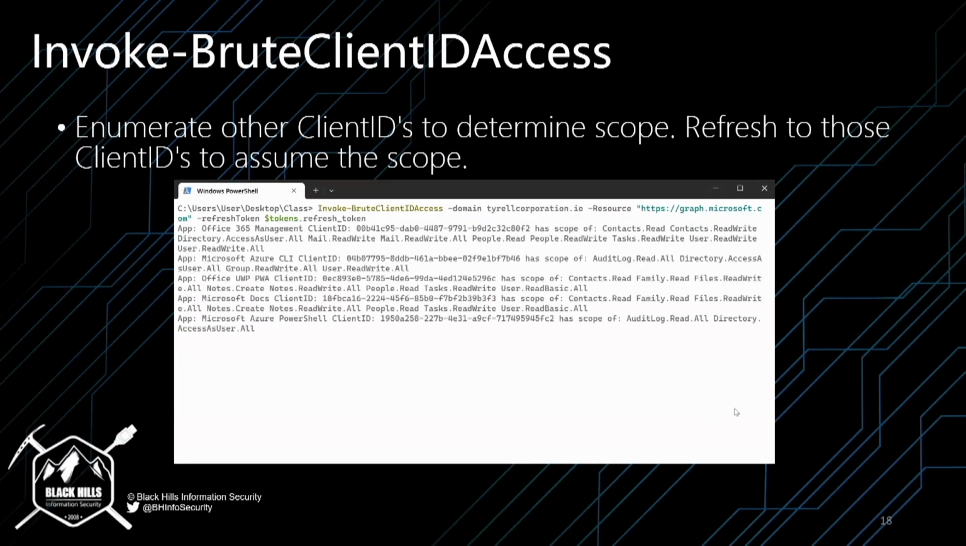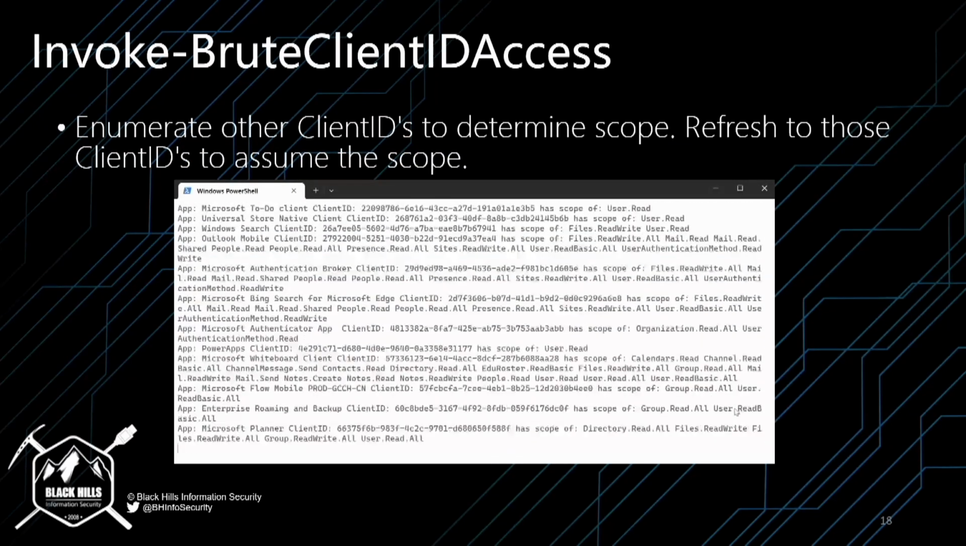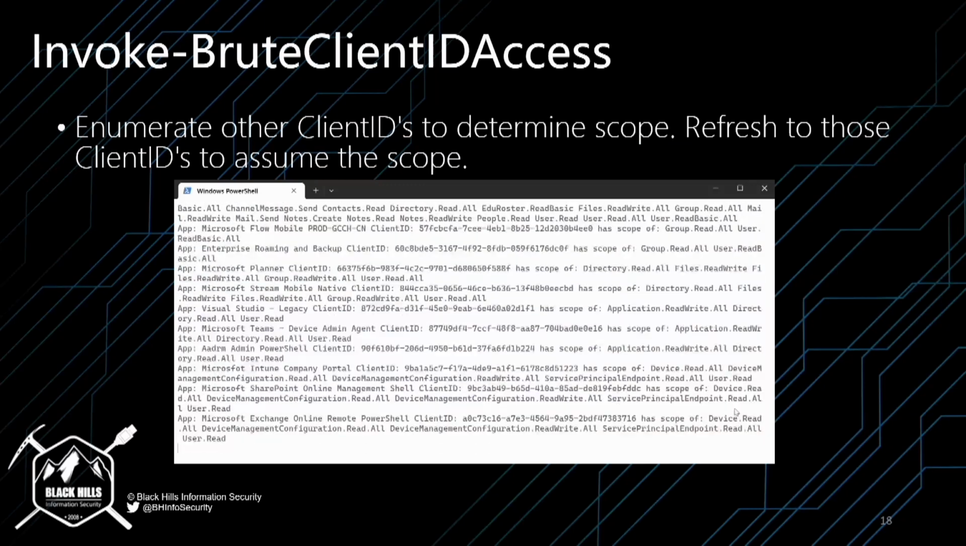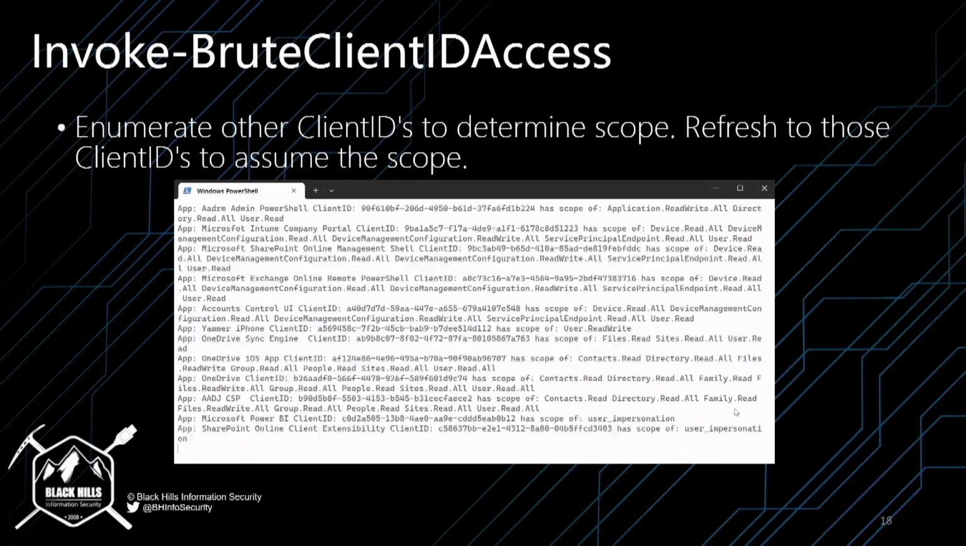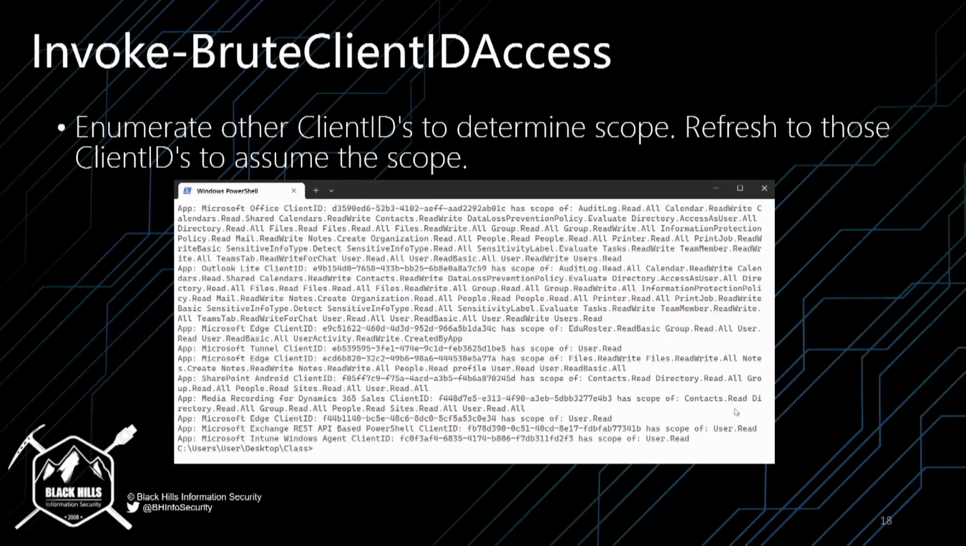All right, so Invoke-RootClientIDAccess. In Azure and Microsoft 365, there are client IDs that identify different services and things out there. So if we only have access to a certain one, like when we sign in with Graph API, right, we see that we have a specific scope and a specific client ID that we use. Well, what happens if we have other scopes or more permissions on other client IDs?